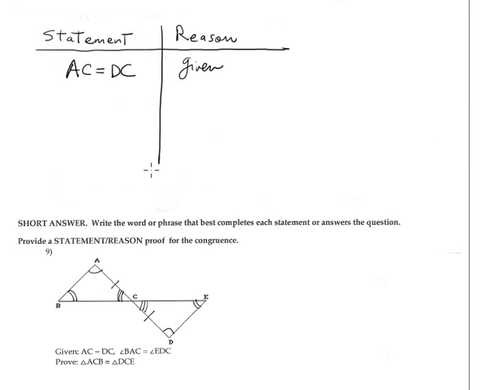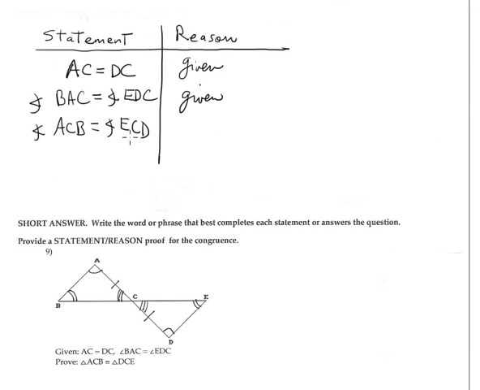Now the angle BAC is equal to the angle EDC. Okay, and this is given also. Okay, and also finally the angle ACB is equal to the angle ECD, and this is by vertical angles.